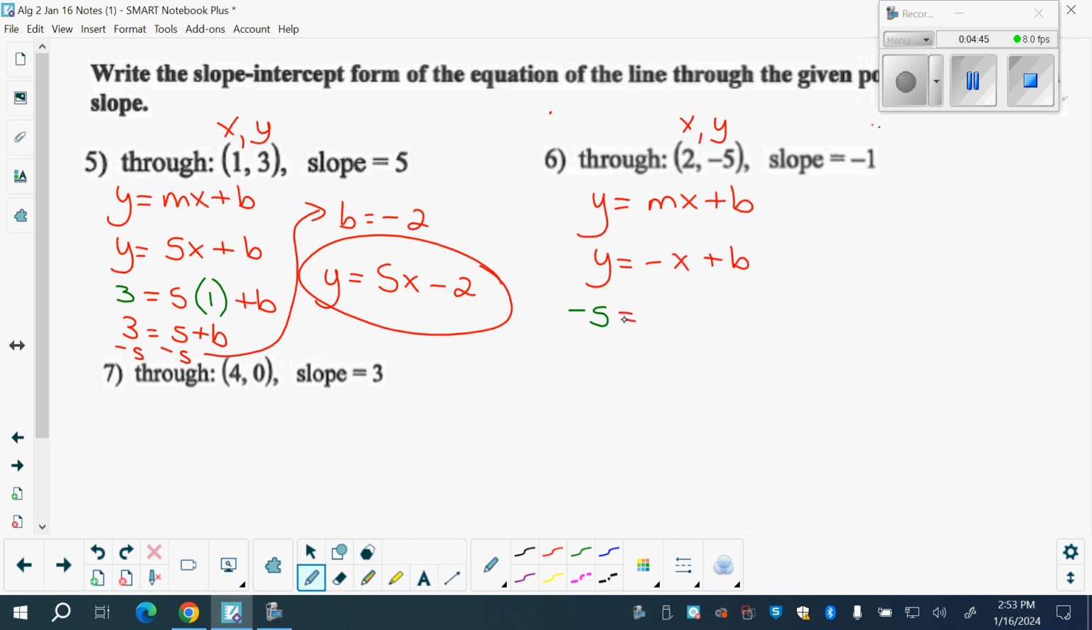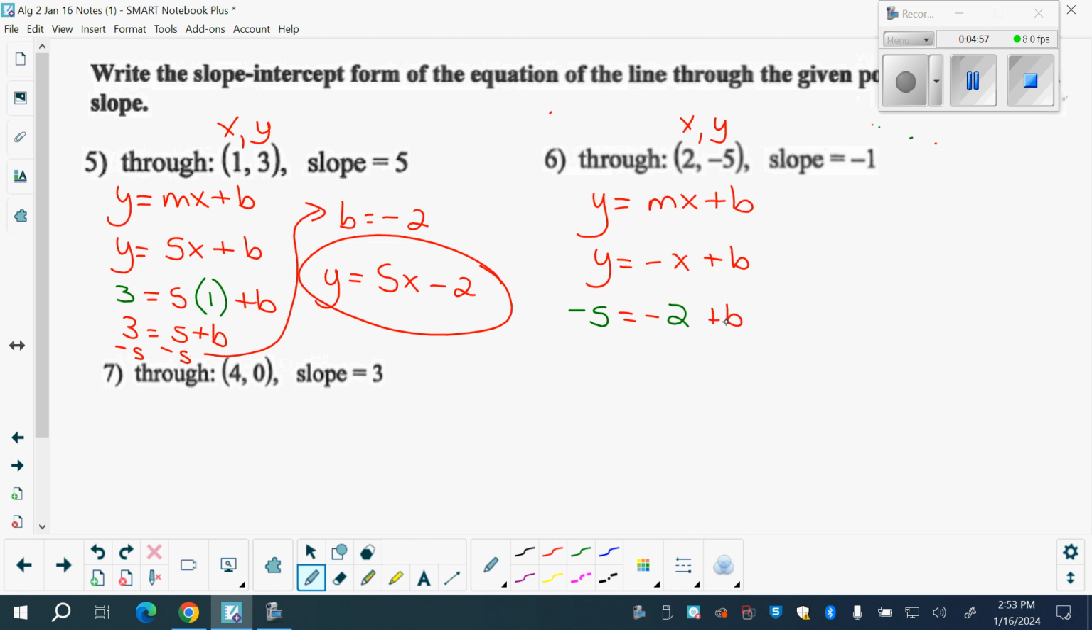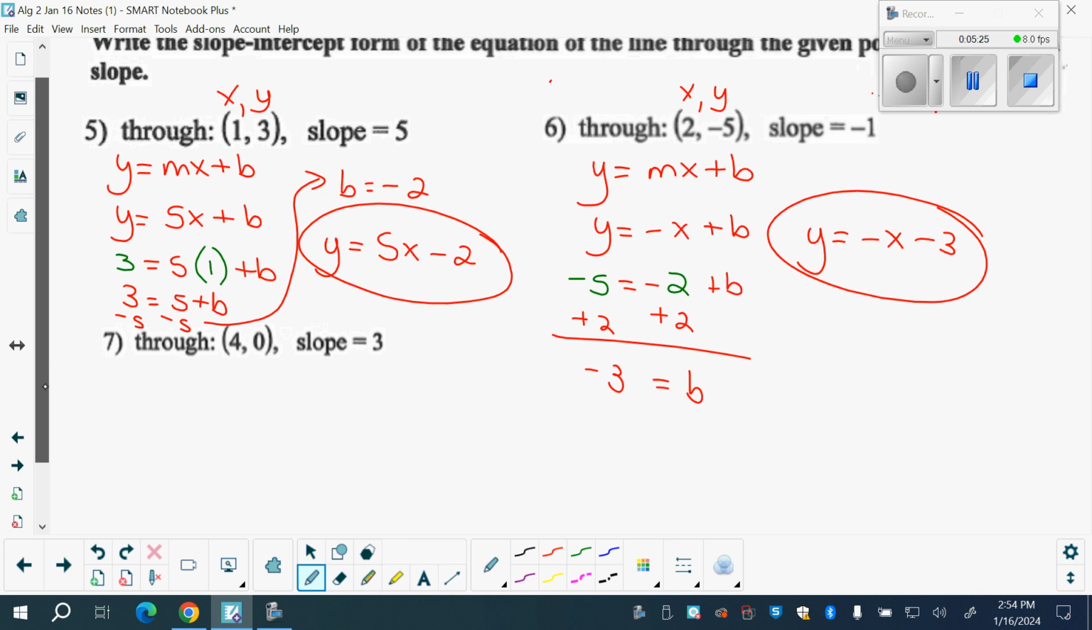And then for our x, we're going to substitute a 2. And then what next? We want to find b. Nick, do you know what to do next? Plus 2. Good. Add 2. And we get b is equal to what? -3. That's correct. So now our equation is y equals -x minus 3. Go ahead and do number 7 as a U try.